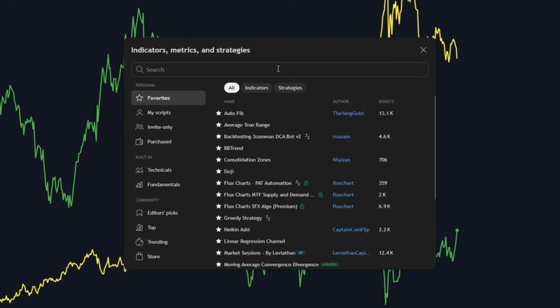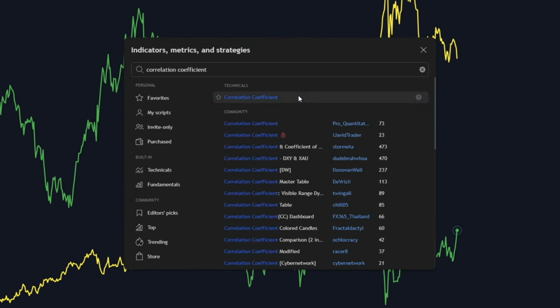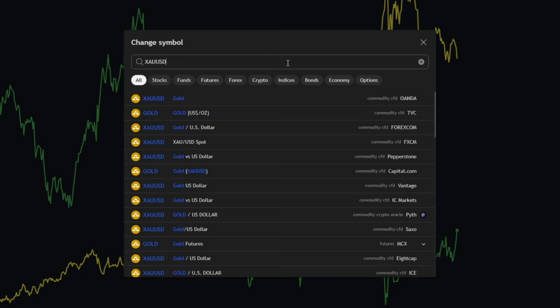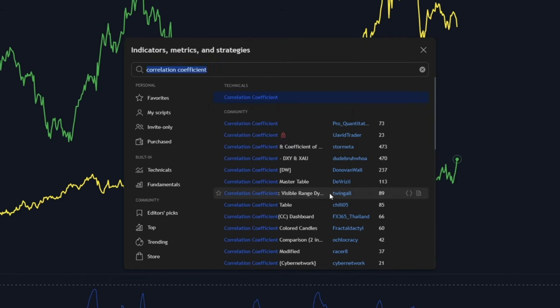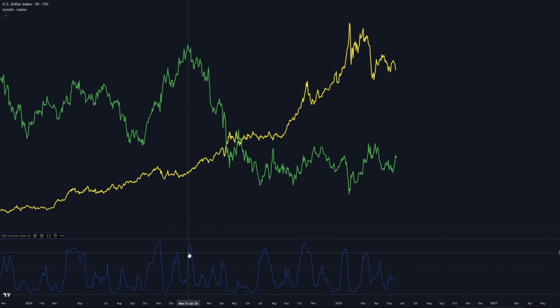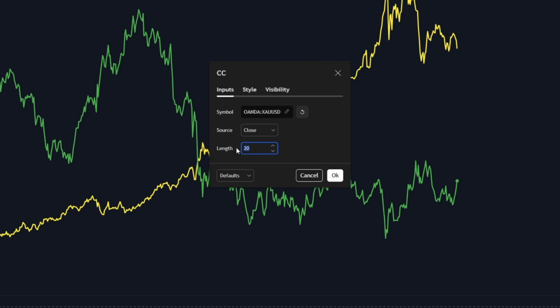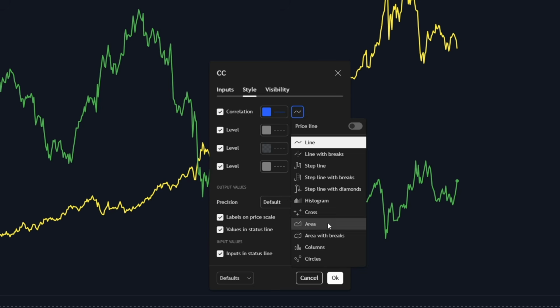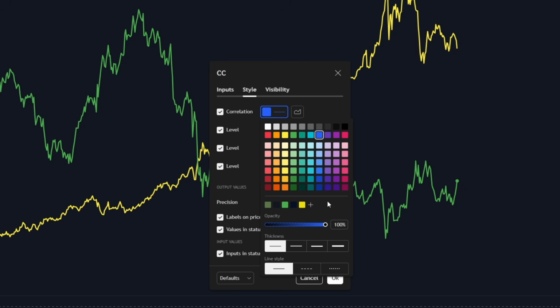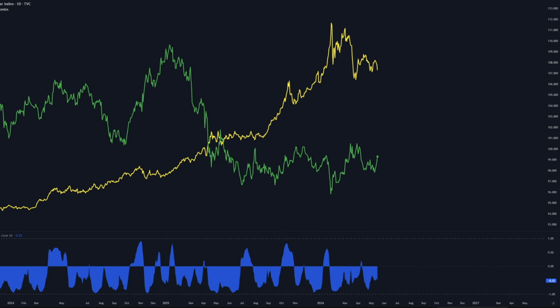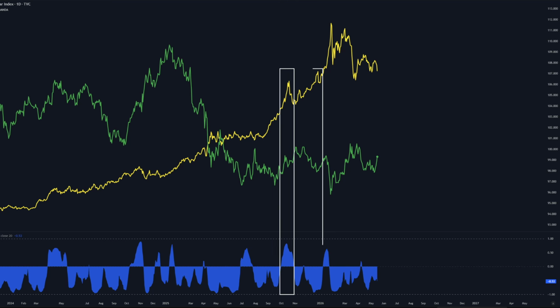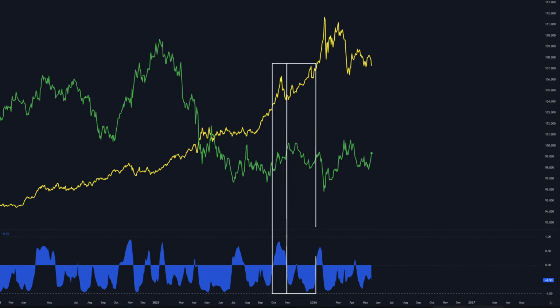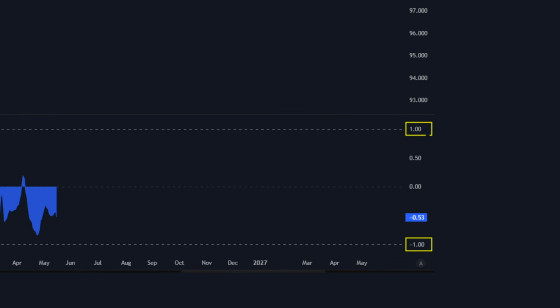Then click Indicators, search Correlation Coefficient, drop it in. Double-click the indicator at the bottom, set length to 20. Go to the Style tab, switch the plot type to Area, set the color to blue, and crank the fill opacity up to around 80%. Done. A separate panel appears underneath. Above 0 means they move together. Below 0 means they move opposite. The line ranges from -1 to +1.